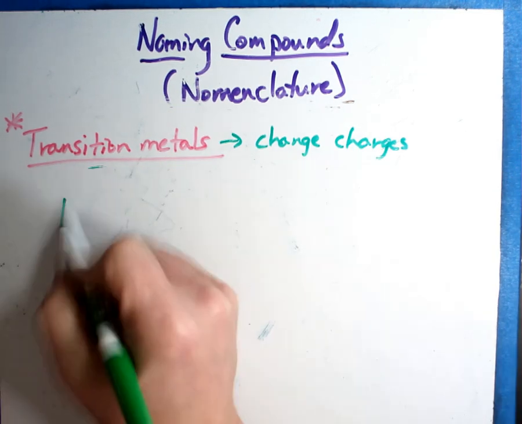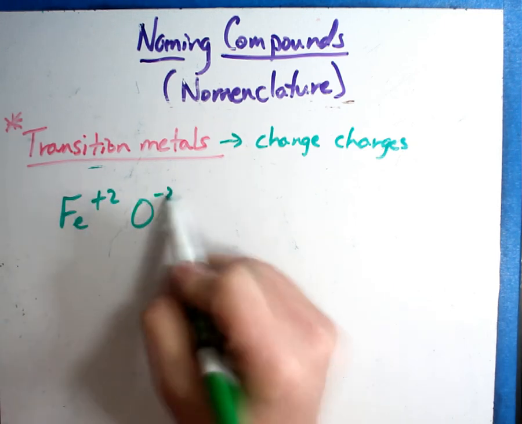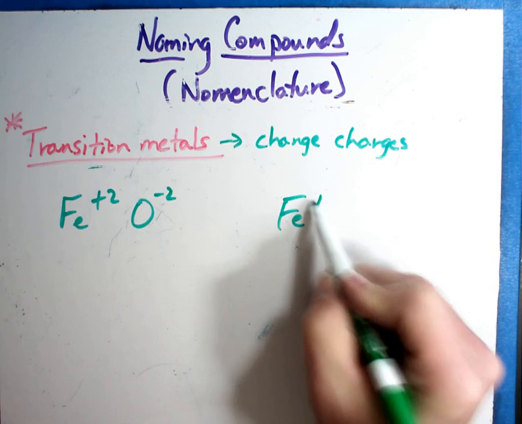I know that iron can sometimes be a 2. I'll just put it with oxygen to be simple. And iron can sometimes be a 3.